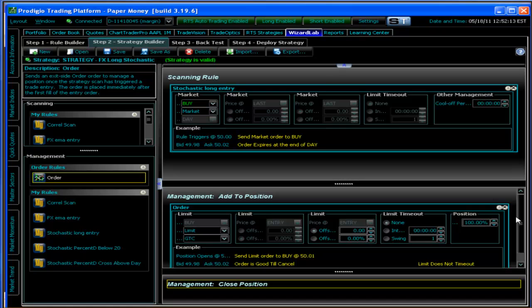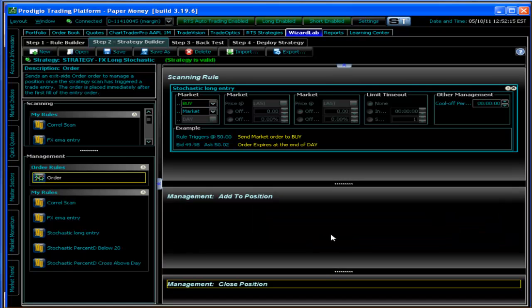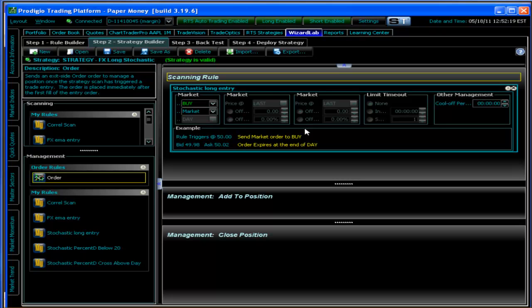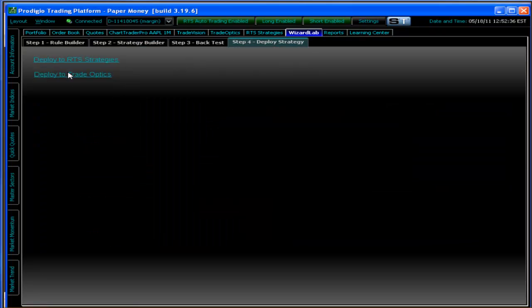Right, so all this does is define how to build the strategy. So let's take it from the top, the scanning rule. The scanning rule is the Wizard Lab rule that indicates when the trade should be triggered. This is also what triggers the rules' signals into the Trade Optics panel. And I didn't talk a lot about Trade Optics. Maybe I should mention this briefly here.